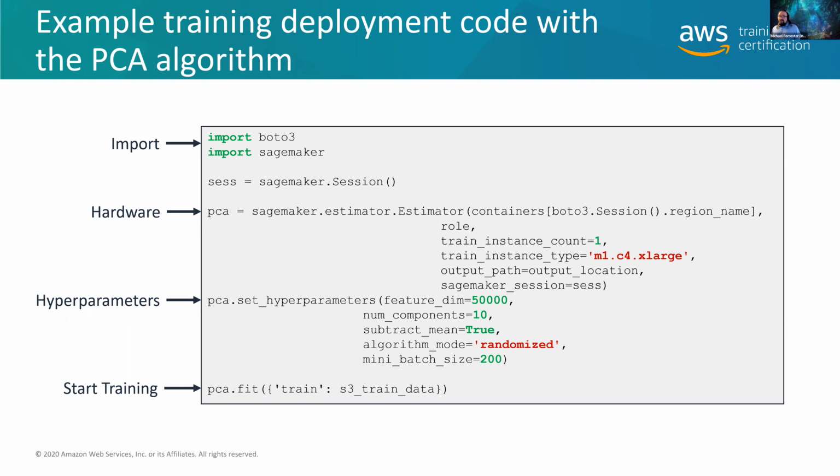So fit, by the way, is the method that actually does the training. This is the SageMaker CreateTrainingJob API, and it starts the training and then uses the specified input data to send to the CreateTrainingJob request. Pretty straightforward.